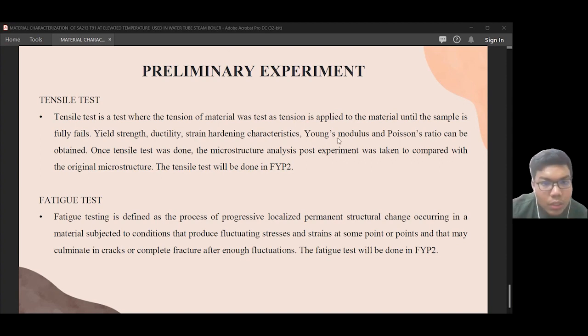In conclusion, some preliminary work was done so that students have a general idea of performing experimental work and know the microstructure analysis. Even though the result obtained is not accurate, more detailed experimental work can be done to improve the result that will be used for FYP2 in future. That's all for me.